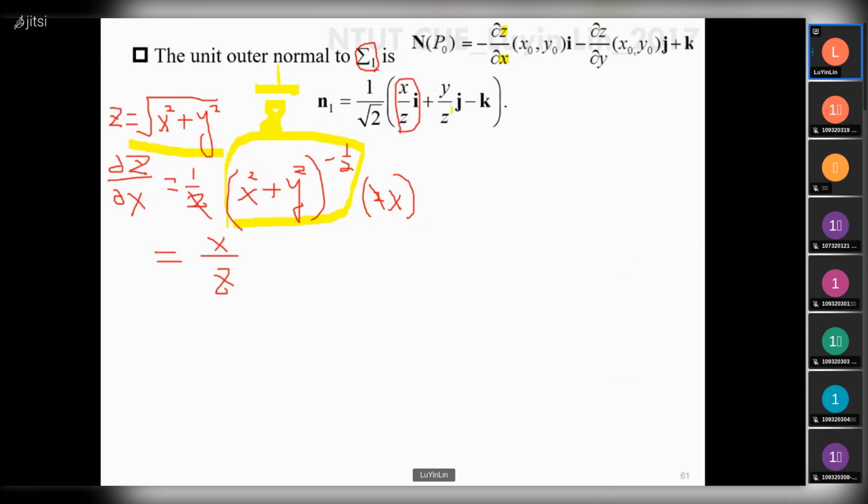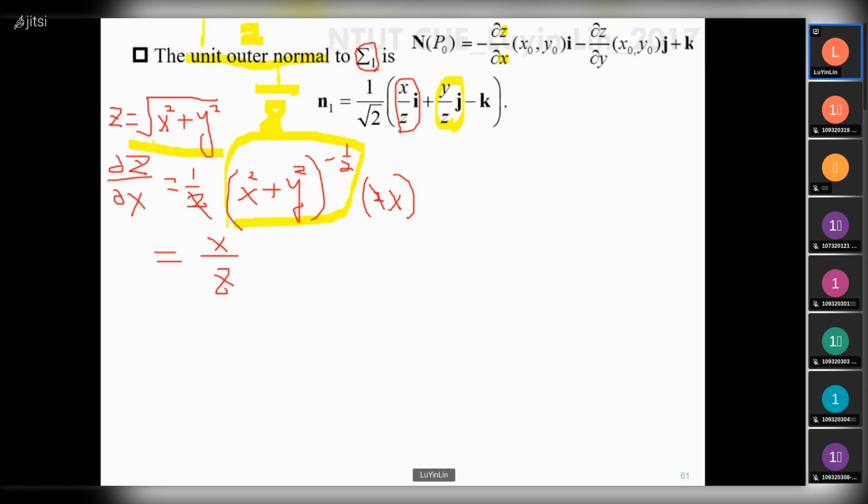You can do the same thing for y. So I don't want to have this again. Okay. And also k is 1. So first thing first, this is our unit outer normal, right? Unit outer normal. So let's do unit and the outer in sequence.